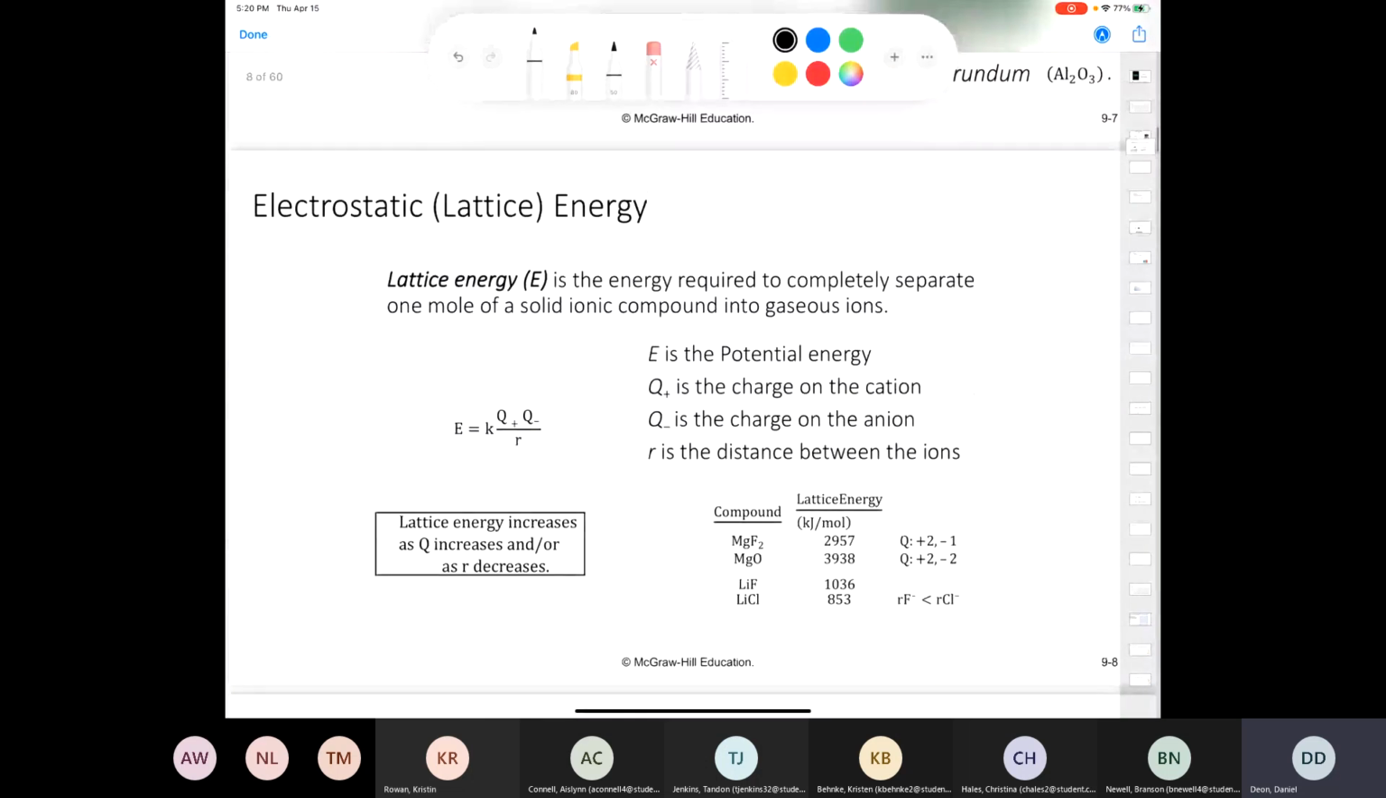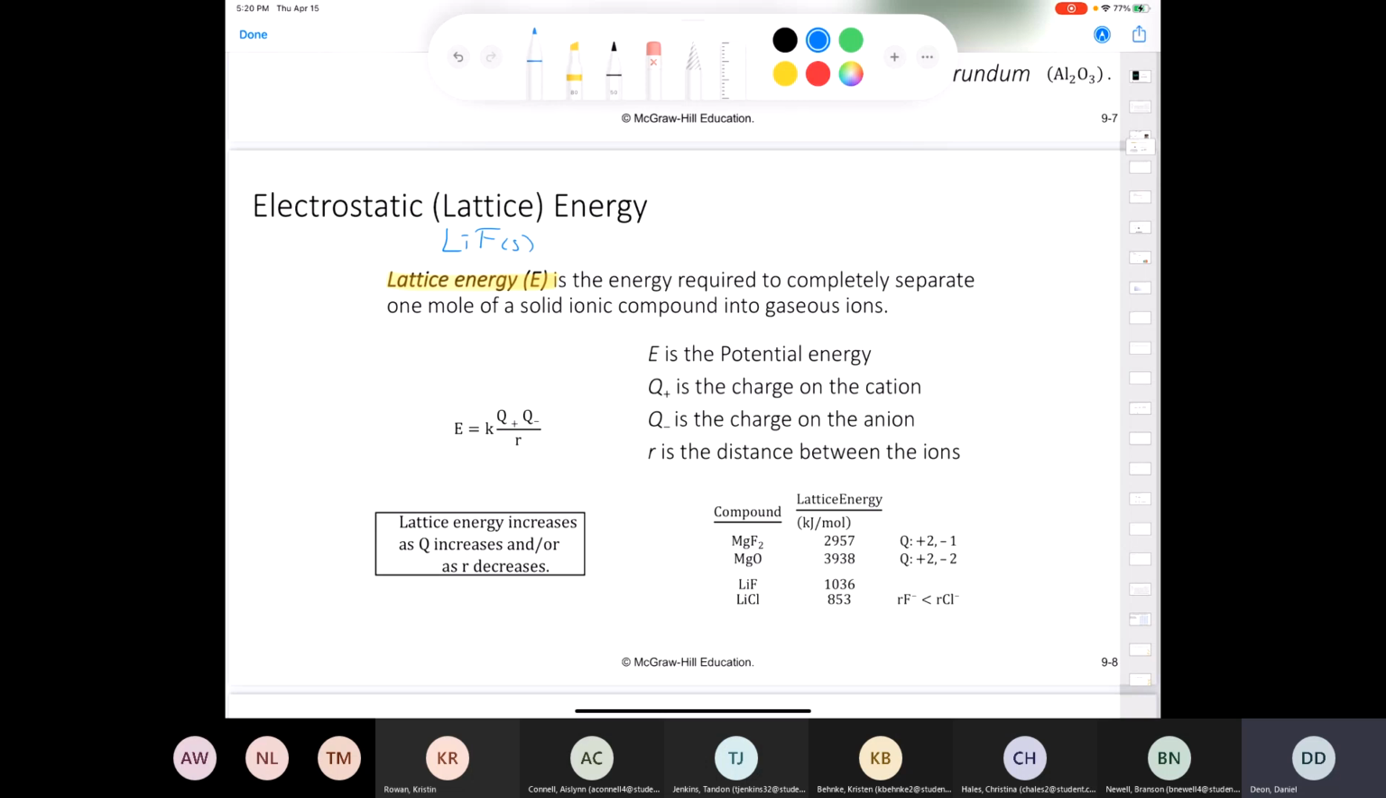You're thinking, well, I've got positive and negative charges that are attracting each other. And the way that we quantify the strength of an ionic bond is using what's called lattice energy. So lattice energy is the energy that's required to completely separate 1 mole of a solid ionic compound into gaseous ions. Now the example I'm going to use is, let's say we had lithium fluoride. It's an ionic compound, it's a solid.